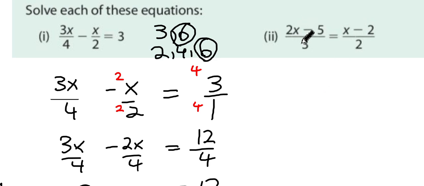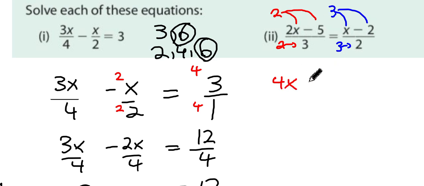What do you need to multiply 3 by to turn it into 6? Because you multiply the bottom by 2, you have to multiply all of the top by 2 as well. How do you turn 2 into 6? And if you do that to the bottom, you must do it to the top. Okay, here we go. So multiply it out. What's 2 times 2x? 2 times 5. And then on the other side, 3 times x. 3 times minus 2.